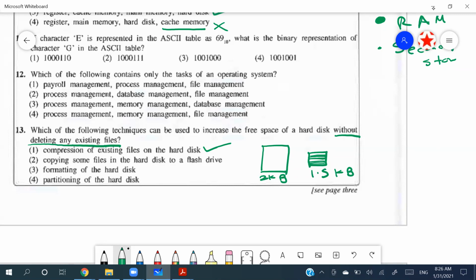So first one can be taken as the answer. Copying some files in the hard disk to a flash drive. The problem is with copying. If the moving word was there, moving some files in the hard disk to the flash drive, then it will be a good option, right? Because it is not deleting, it is moving from one place to another.